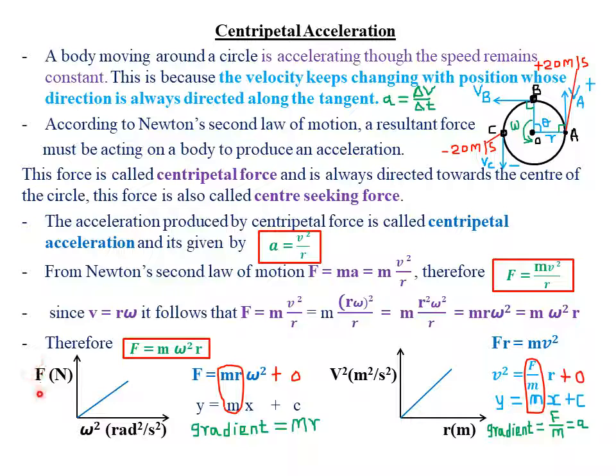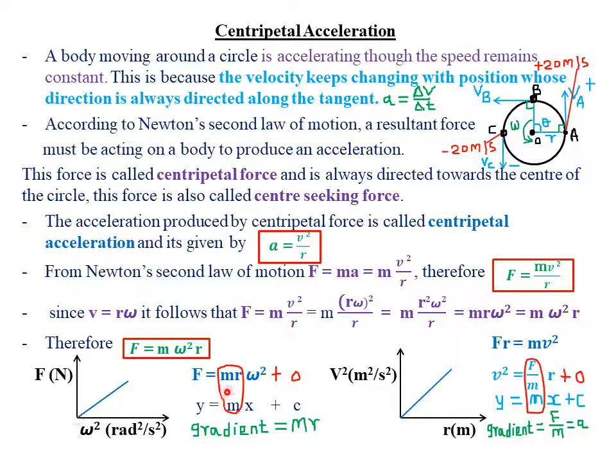You can see my y-axis has the force, and the x-axis has omega squared, so my x corresponds to omega squared. Then of course plus c. Because this equation doesn't have a plus c, the value of c is 0, and that is why the y-intercept, or the F-intercept, is 0. You can see that our graph starts from the point 0, 0.